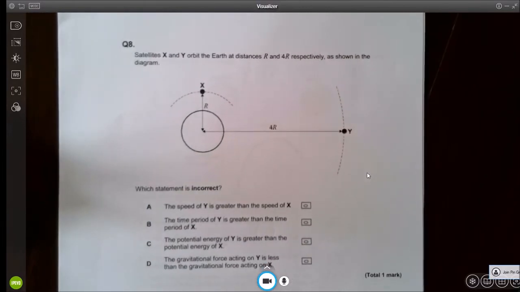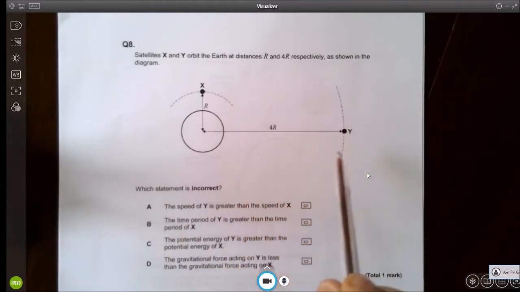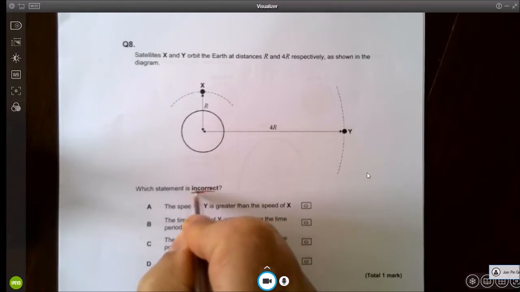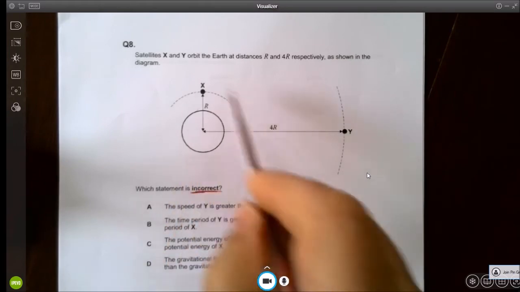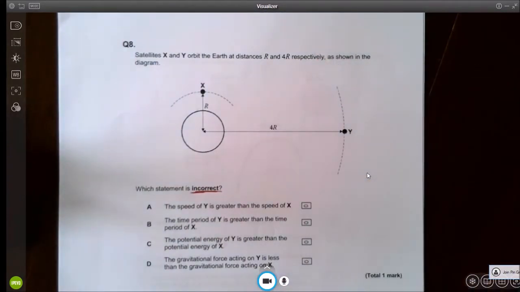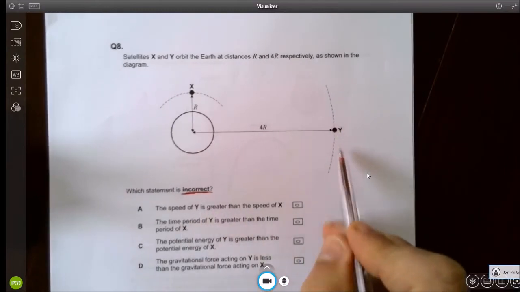Okay, question 8. So satellites X and Y orbit the Earth at R and 4R respectively as shown. Which statement is incorrect? I put it in bold for you, but let's remind ourselves we're looking for the one that's wrong. So the speed of Y is greater than the speed of X. Well, if you think about the planets, hopefully you know that Mercury is whizzing around close to the Sun, whereas Pluto or Neptune is going around much more slowly in the distance. You can prove this is wrong if you like. The speed of Y is less than the speed of X.